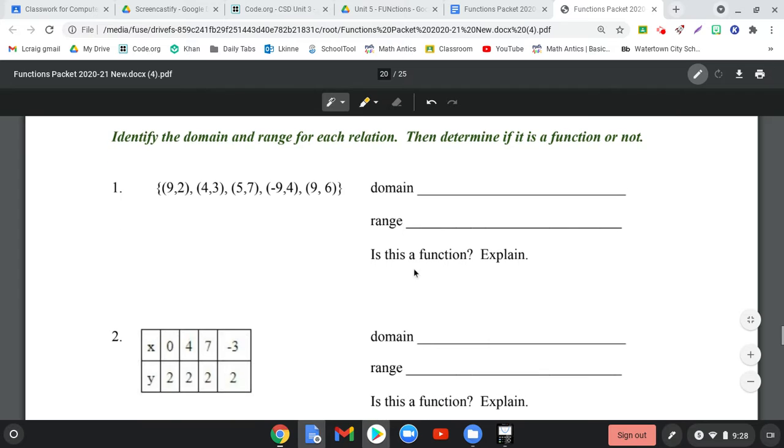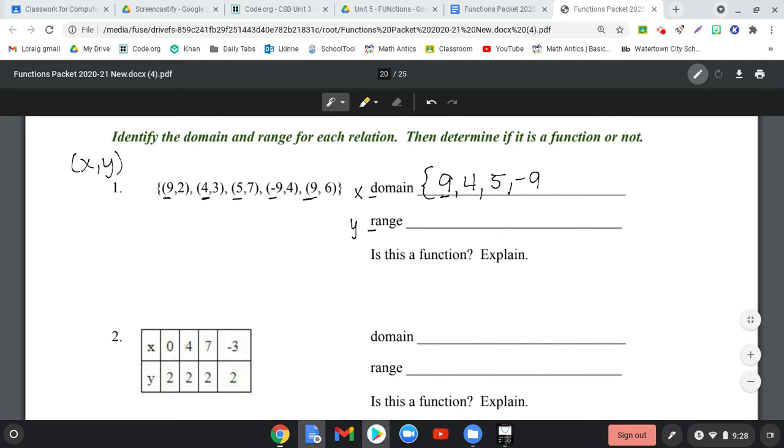All right, so remember, one way that you could remember this, I guess, is D comes before R in the alphabet and X comes before Y. And just remember, every single point is an X and then a Y. So for this, our X's are 9, 4, 5, -9, and 9 again. When you list them, don't repeat anything. So it's 9, 4, 5, -9. 9 we've already included right here. So that's our list of our domain values.